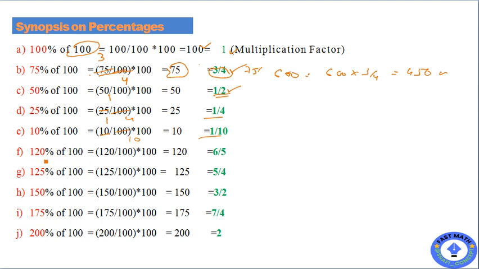Coming to 120%, this is 120 by 100. 6 20s are 120 and 5 20s are 100. That means the constant is 6 by 5. Likewise, for 125% the constant is 5/4, and for 150% the constant is 3 by 2. Check out 175%, it is 7/4. How 7/4? 7 25s are 175 and 4 25s are 100. And 200% of 100 is nothing but a constant of 2.